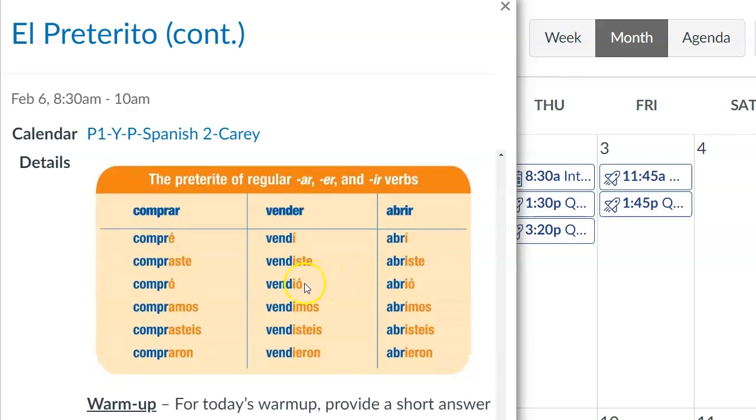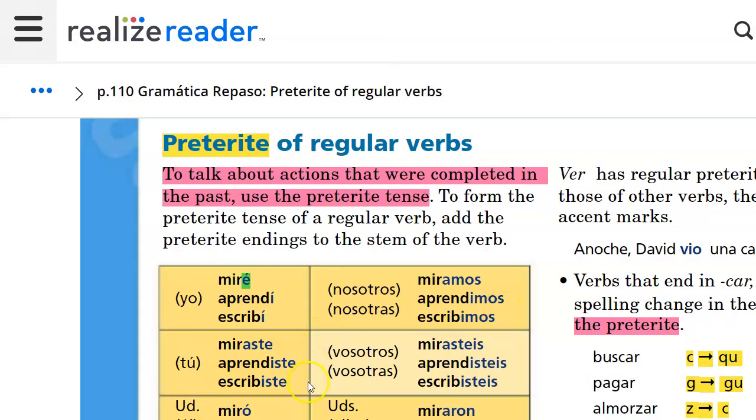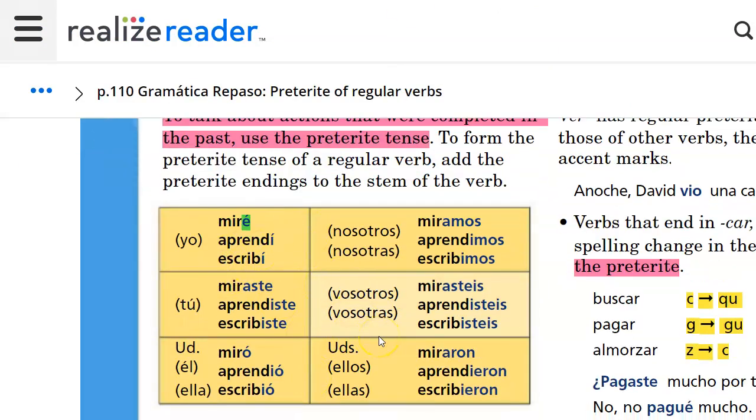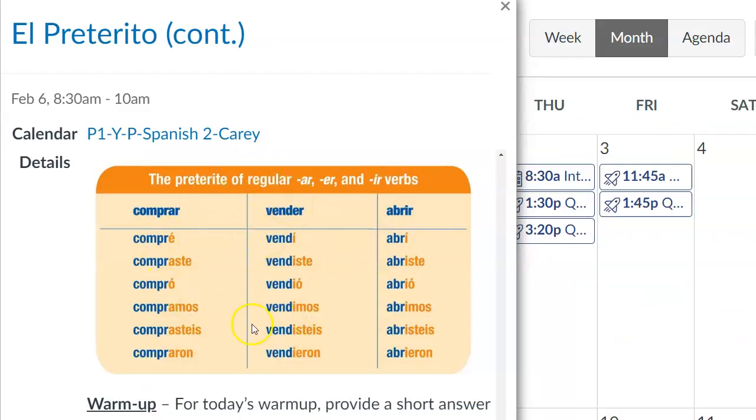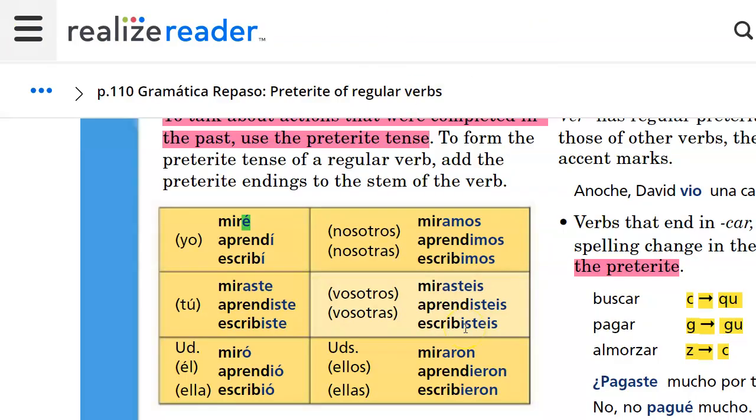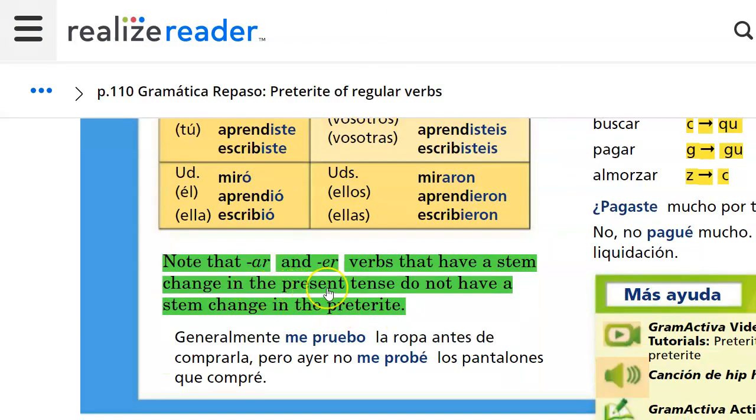Here are the notes from page 110. There you have your regular AR, ER, and IR endings. They're a little bit jumbled up on page 110, which is why I elected to lay them out here differently, nice and organized. AR and then ER, IR endings. On page 110, we talked about how verbs that have a stem change in the present do not have a stem change in the past.